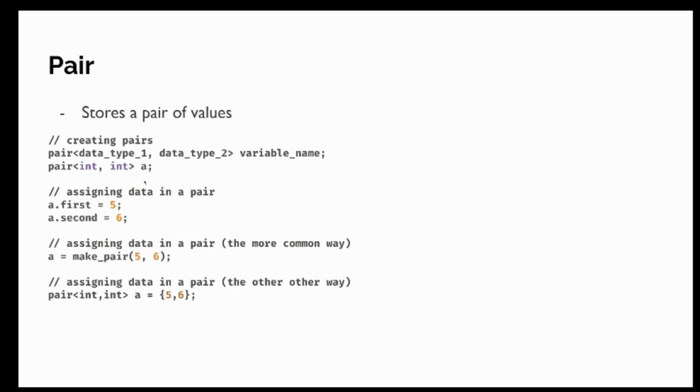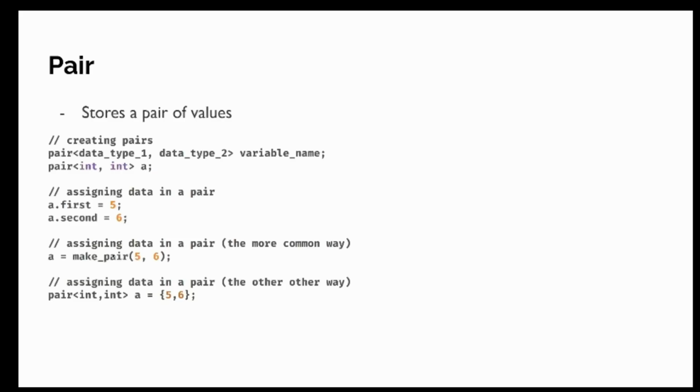So how do you assign data in a pair? You just use dot first and dot second. Notice that there's no brackets behind it like a normal function. So a dot first equals 5 means that the first element in the pair is 5. A dot second equals 6 means the second element in the pair is 6.